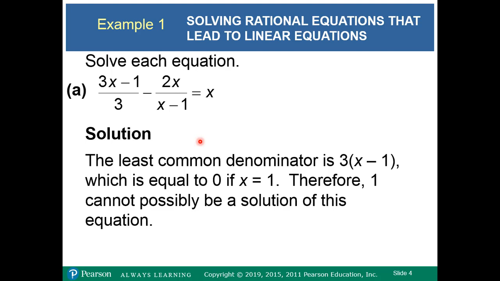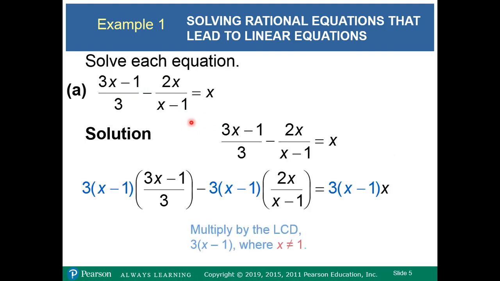Now, we also have to remember that if x is equal to 1, we get a 0 here. And so we know right away that x equal 1 cannot be in the solution. So if we end up solving this and one of the solutions is equal to 1, we cannot count it. Now we're going to multiply everything through by this common denominator, the lowest common denominator.